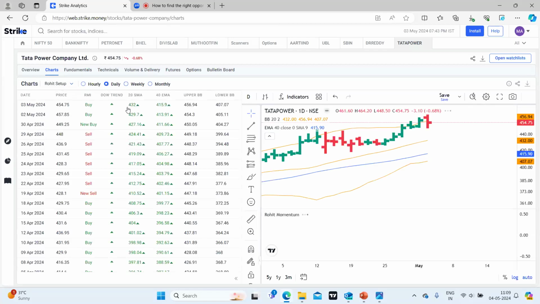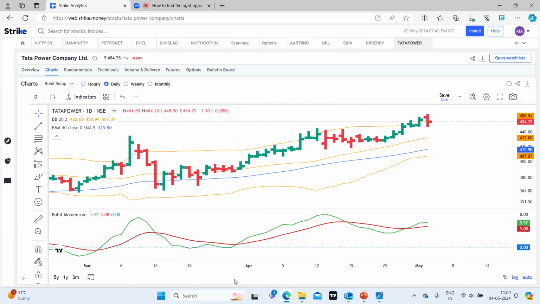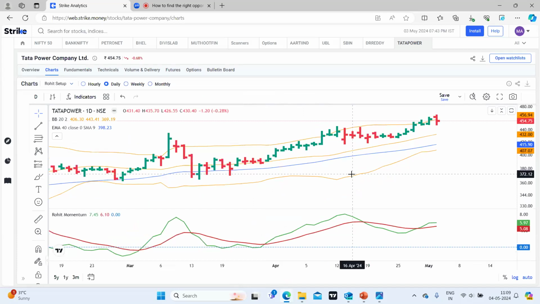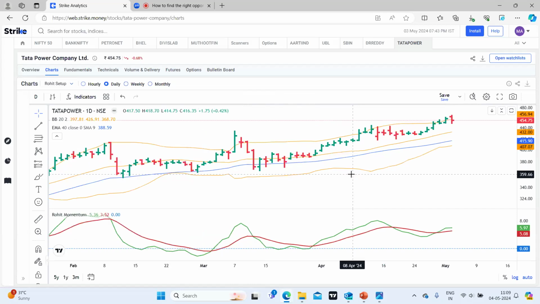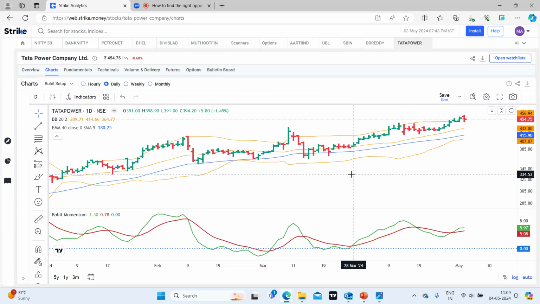So you were seeing on a daily chart or an hourly chart? I saw both daily and hourly. The crossover happened on... so I took the trade at the end of the day, around 3:20, 3:10, that sort of timeline. Which date was this? I've opened the chart of Tata Power daily.